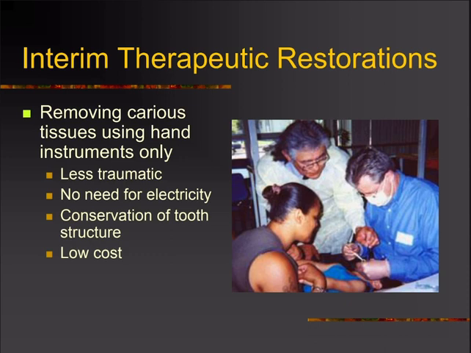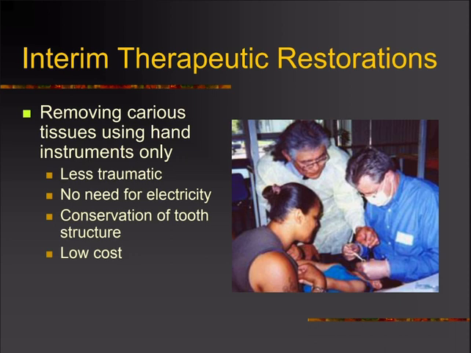Now coming to interim therapeutic restorations. ITR is usually done on a tooth which is partially erupted. Sometimes you will see a 6 where only one aspect, the mesial side, is erupted and the distal is still erupting. But on the mesial side of the 6, there is already caries. You cannot wait for the tooth to completely erupt, so you will do an interim therapeutic restoration. You will just do a restoration for the time being, as an interim phase.